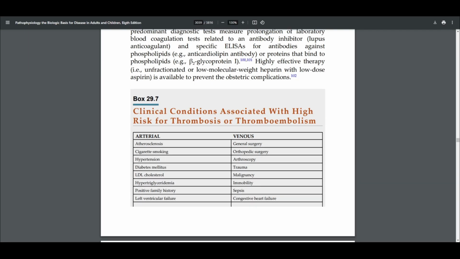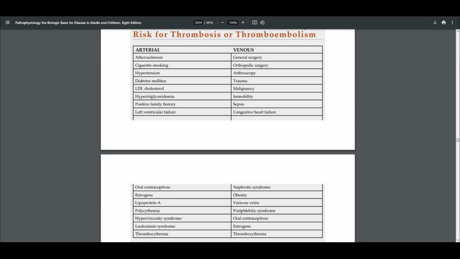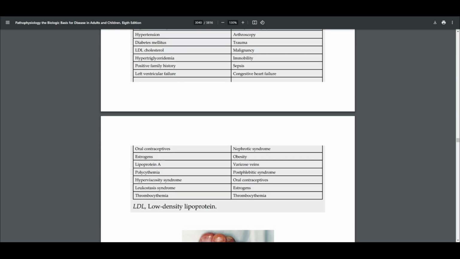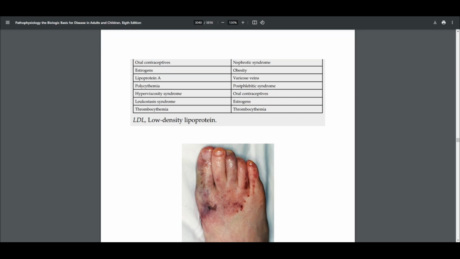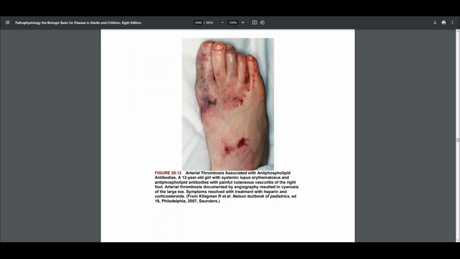So here in this box you see the clinical conditions associated with a high risk for thrombosis and thromboemboli. And then you see a picture of arterial thrombosis.